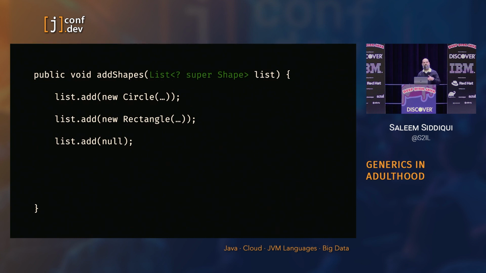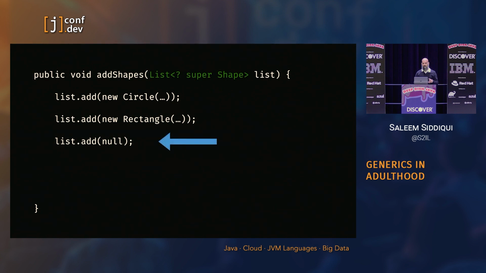Wildcard of super shape, so some unknown superclass of shape. If you can imagine shape all the way up to object, it will take a list of those types, and then it will add a circle. You can add circles, rectangles, you can always add a null. I just threw that in there. Nulls are always allowed, like nulls are infinitely type safe, you can call that. But more importantly, with this signature of a method, you can add a circle, you can add a rectangle. However you construct them, that's not important, but you can add them. This won't be a problem.